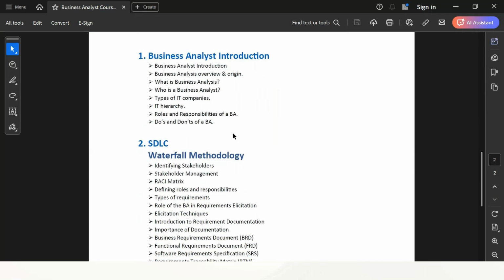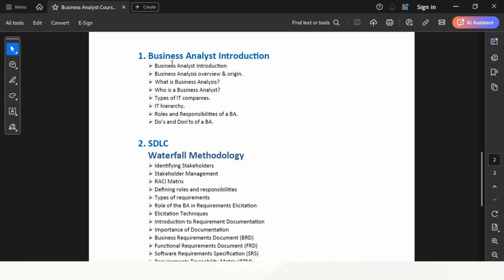So the first one starts with the business analyst introduction, wherein our key focus is to build the basics for the people who are transitioning from non-IT to IT as well. Plus, for the people who are already working in the IT industry, probably they may be aware of these concepts, but it will still act as a good refresher and a knowledge booster for them as well.